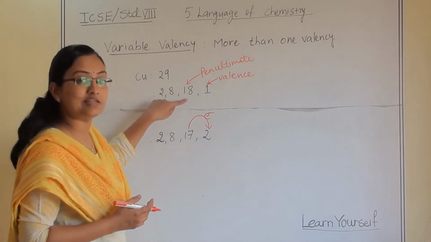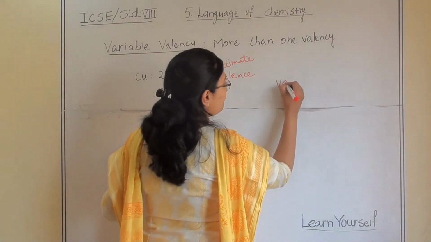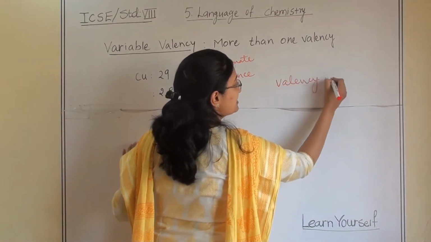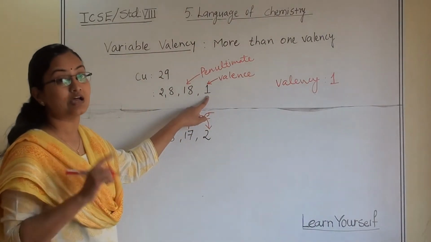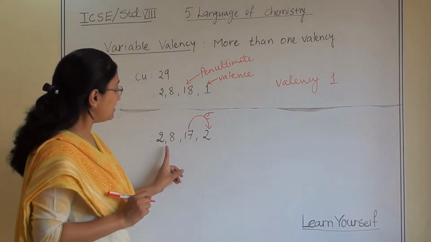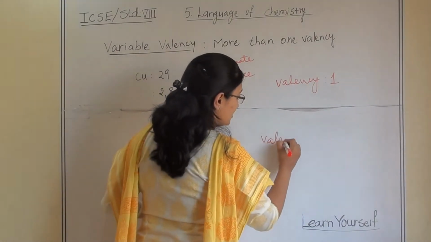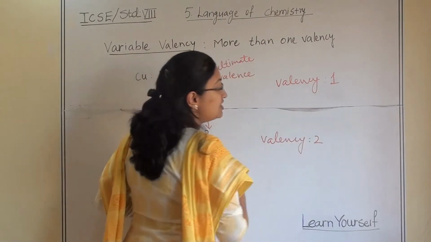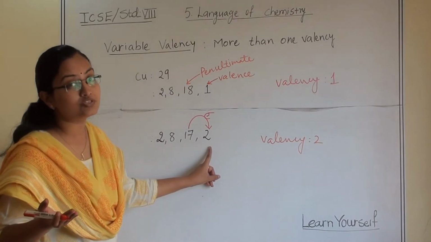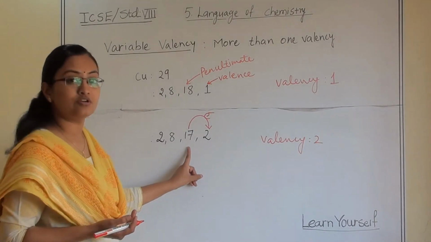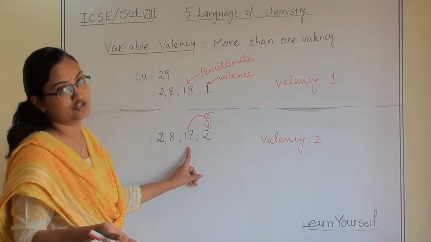So when this electronic configuration copper will show, the valency of copper in that state will be 1 because it has one electron in its outermost shell. When the copper will show this electronic configuration, the valency of this copper will be 2 because it has 2 electrons in its outermost shell.